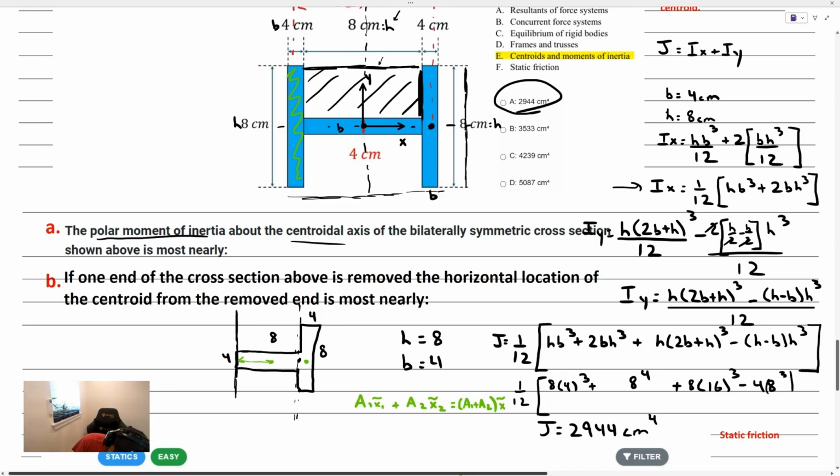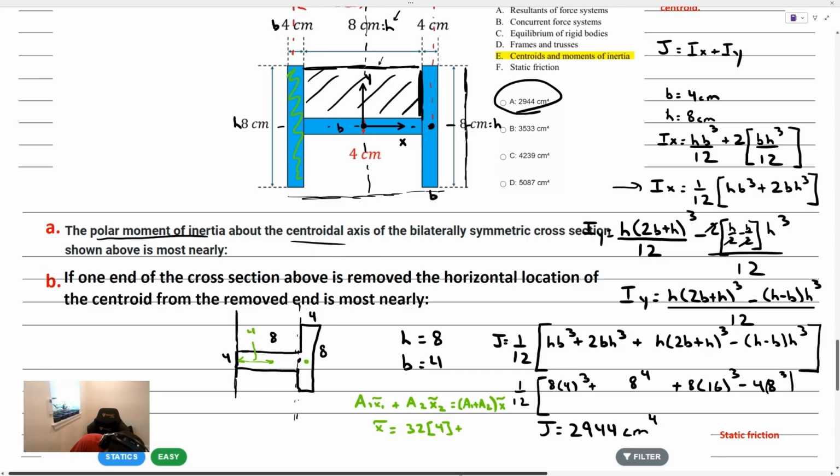So if we wanted to find what x bar is, we could do that, right? That first area is 8 by 4. That's 32. Multiplied by the x bar, which is half of 8. That will be 4. So I'm looking at this distance right here. That's half of 8.